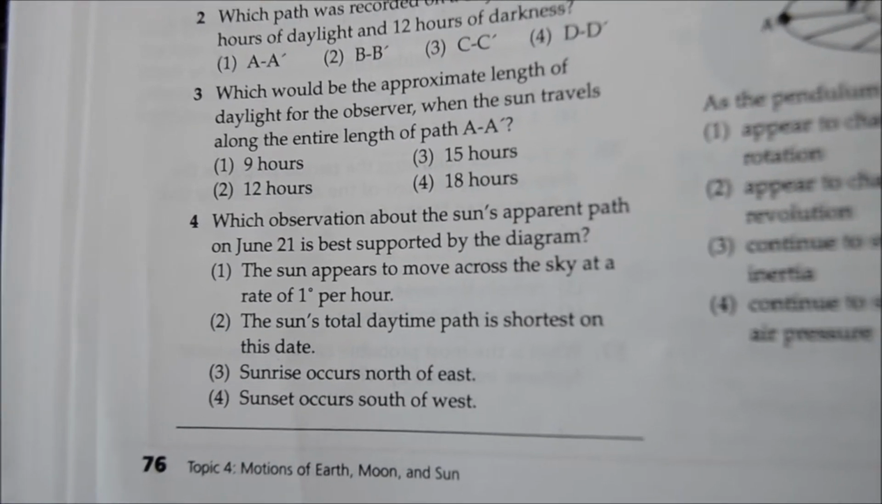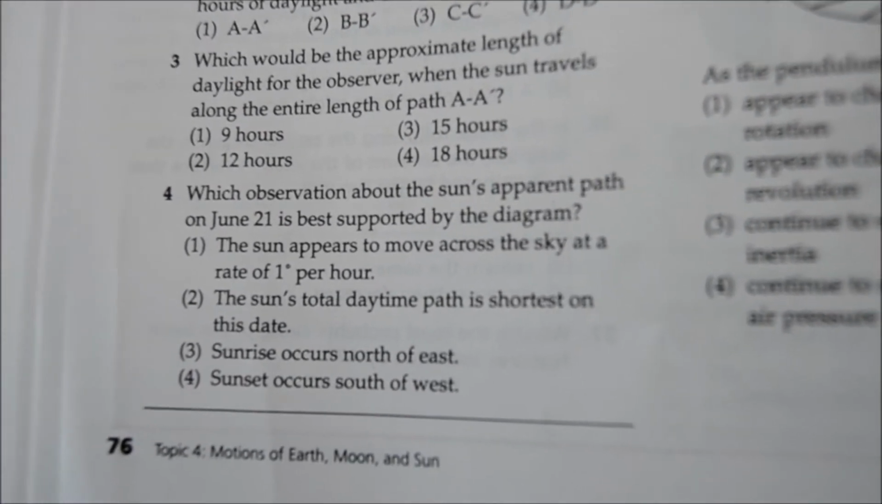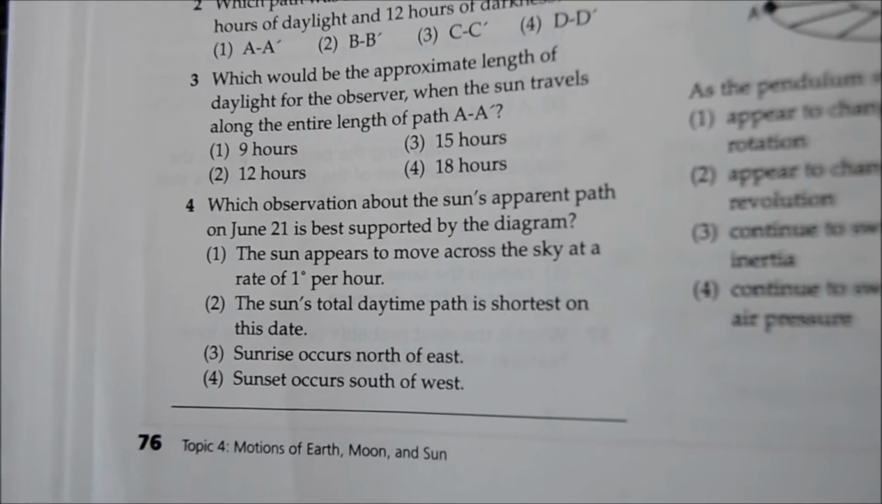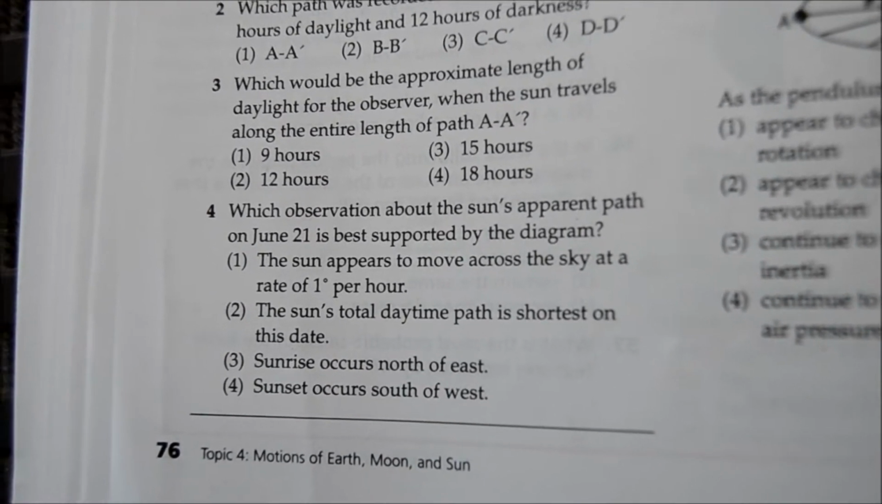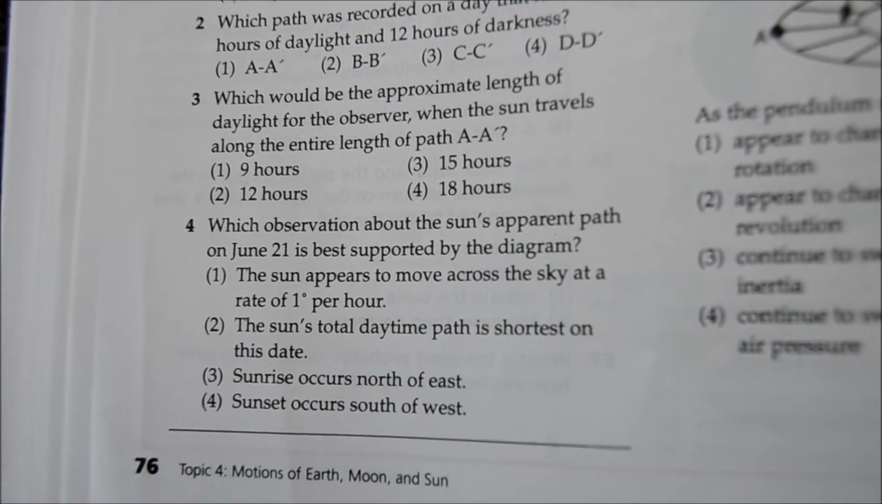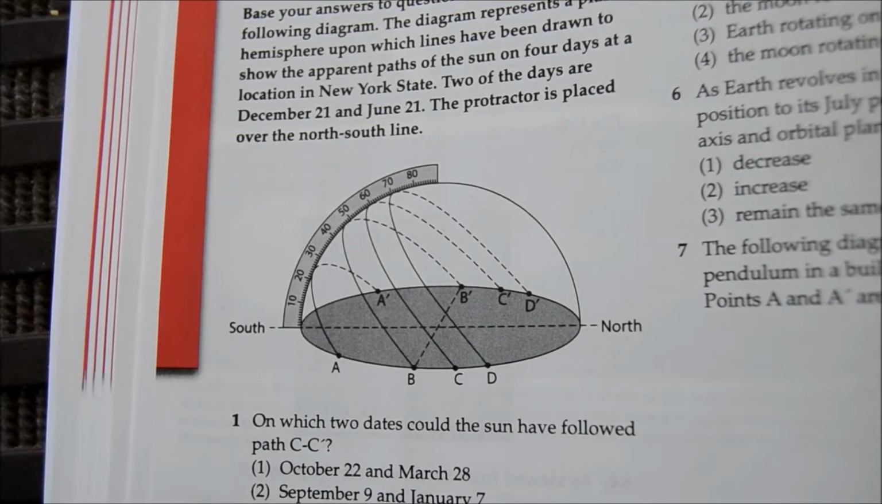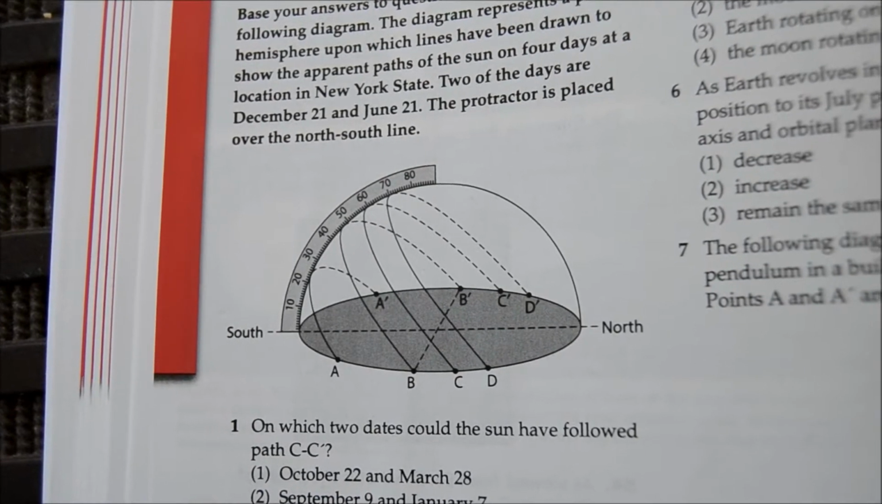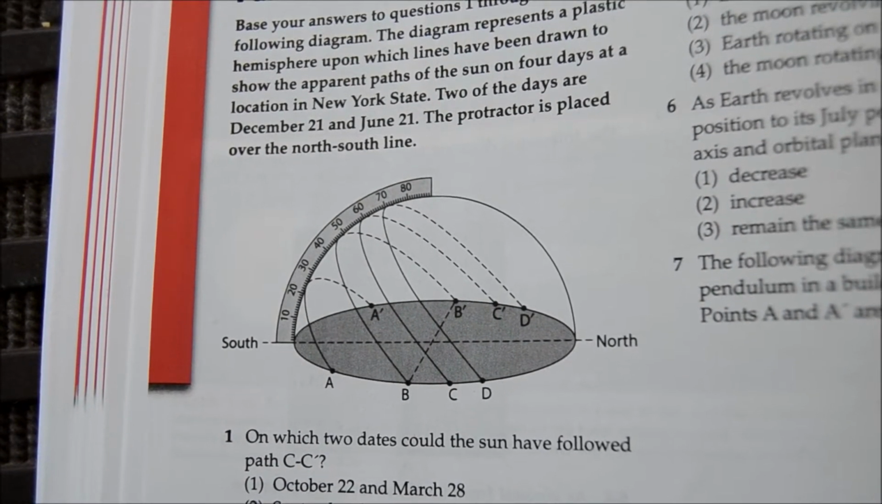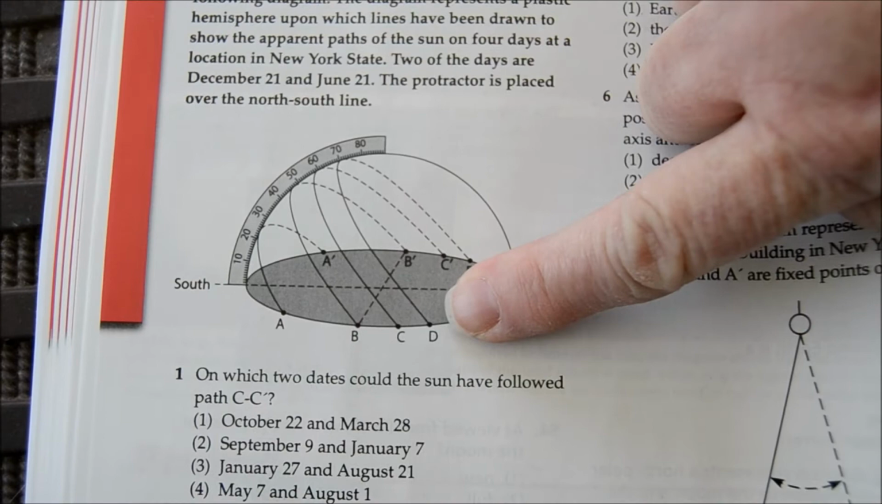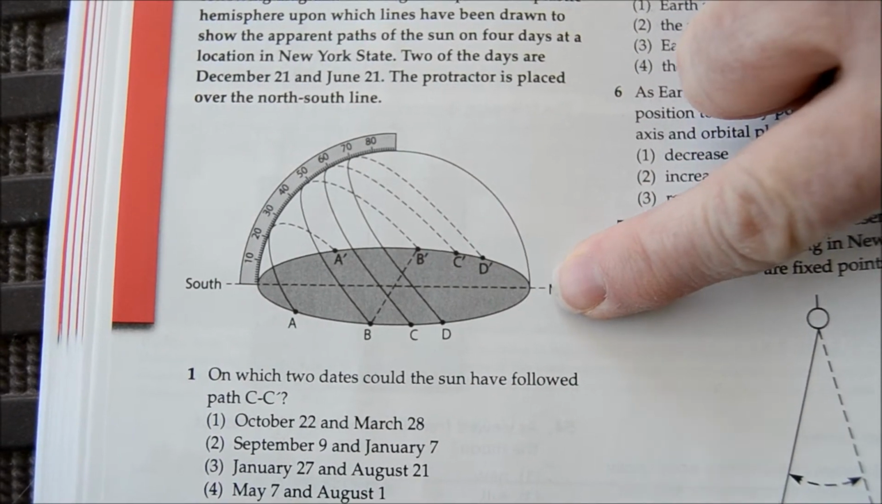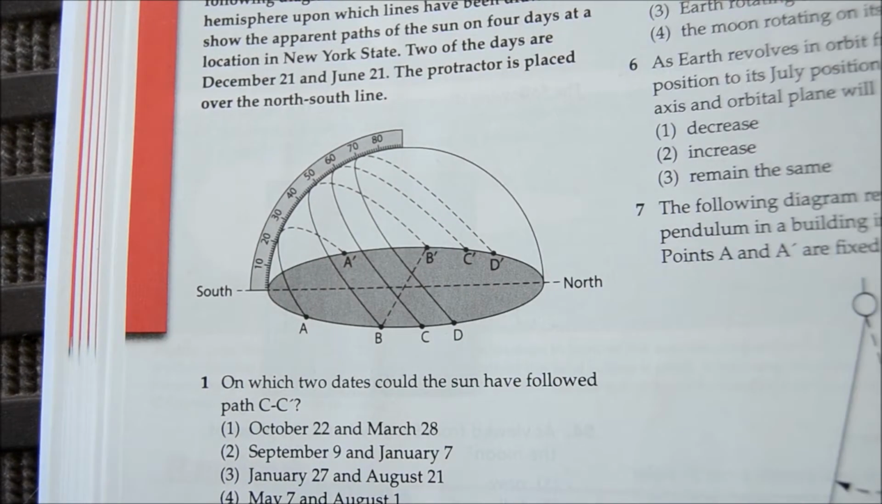Which observation about the sun's apparent path on June 21st is best supported by the diagram? Alright, so if I'm looking at June 21st, that's the DD prime one. The sunrise occurs north of east, because again, here's sunrise, it is north of east, because east is where B is.